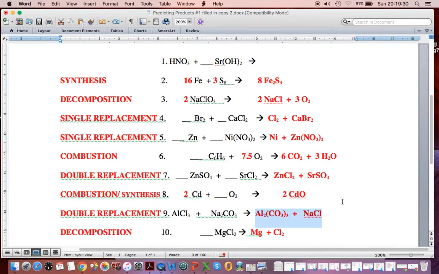So there are our formulas. We did some crisscrossing. Aluminum's 3 plus, the 3 came down there. Carbonate 2 minus, the 2 came down there. This one clearly is not balanced.